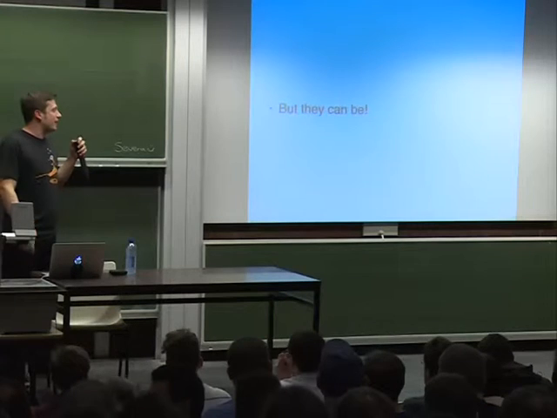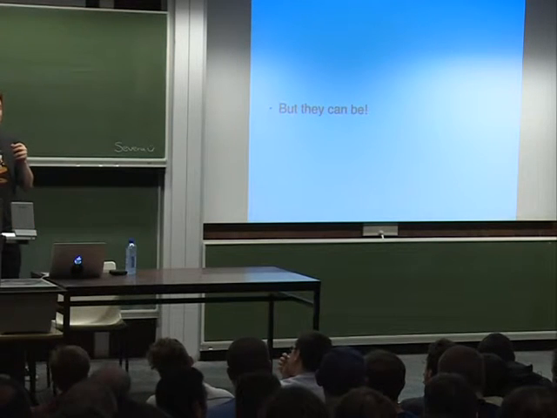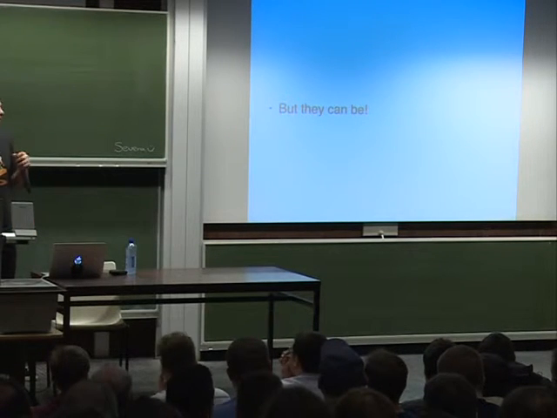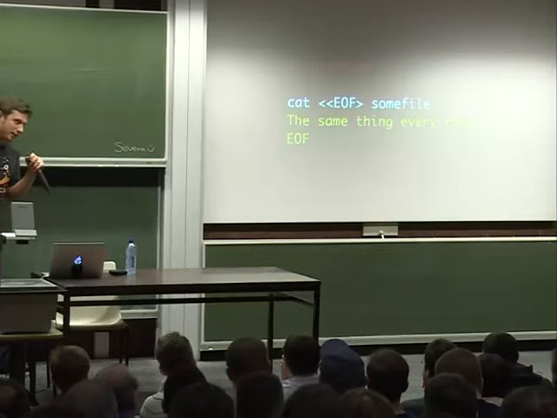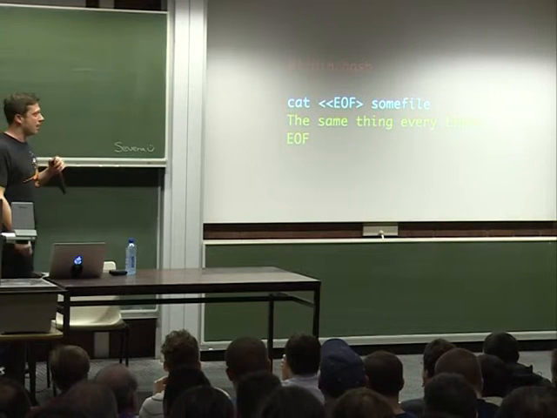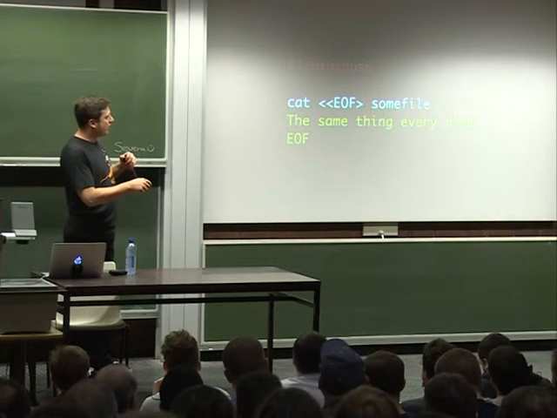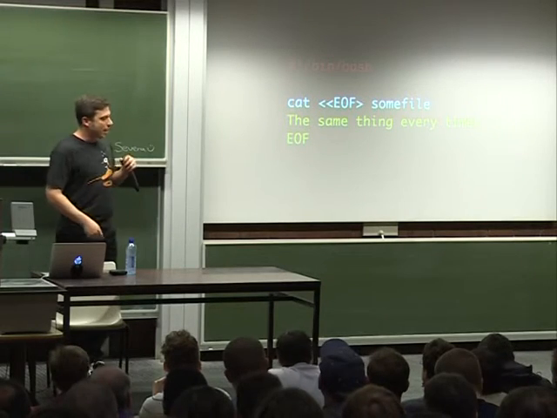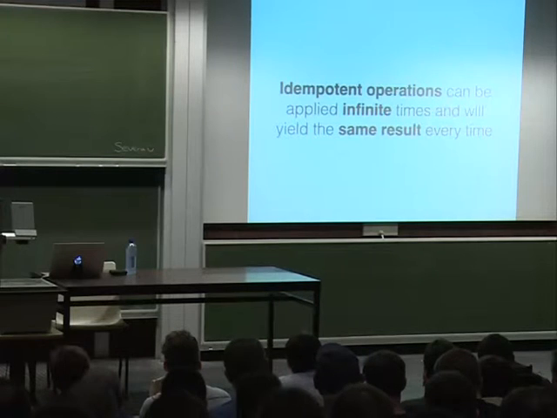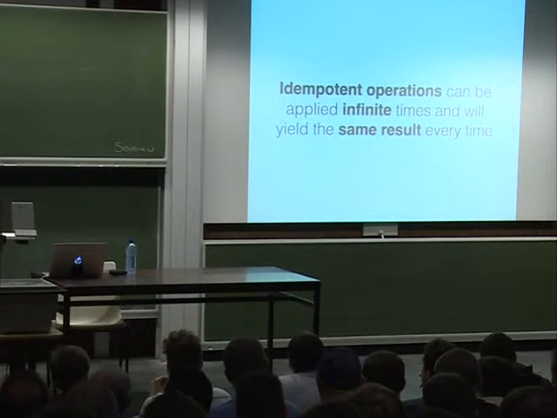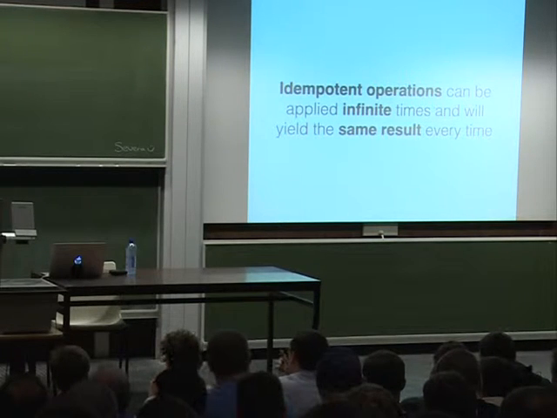But they can be, right? Scripts can be safe to repeat. They totally can. But you have to write them with this in mind. So, here's an example of an idempotent operation. This is idempotent because it's truncating the file. Idempotent just means that you can apply the operation an infinite number of times and you will always get the same results. It says nothing about having to actually do the work or not.